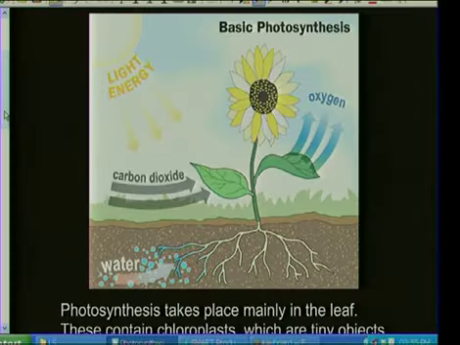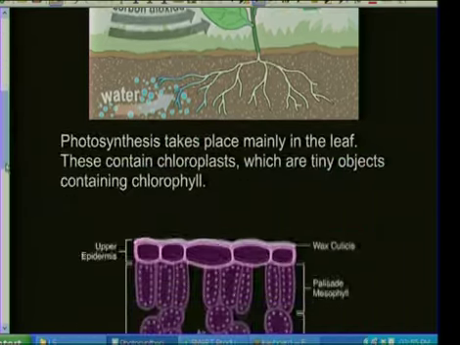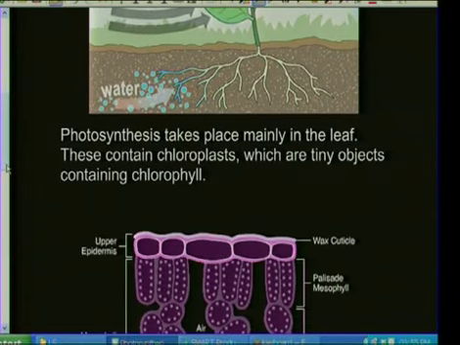There, another diagram showing you the same thing in a little bit more graphic form. We don't have to go through that because we've done it already. Photosynthesis takes place where? Mainly in the leaf. Why? Because they contain chloroplast.